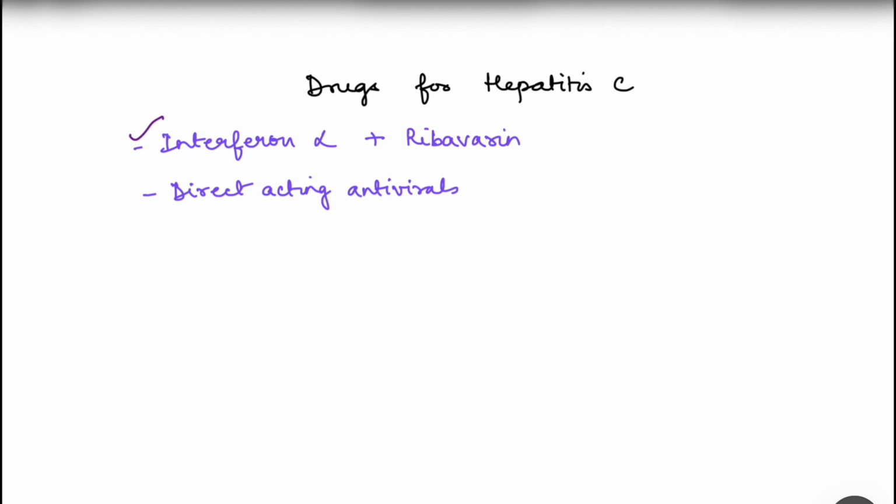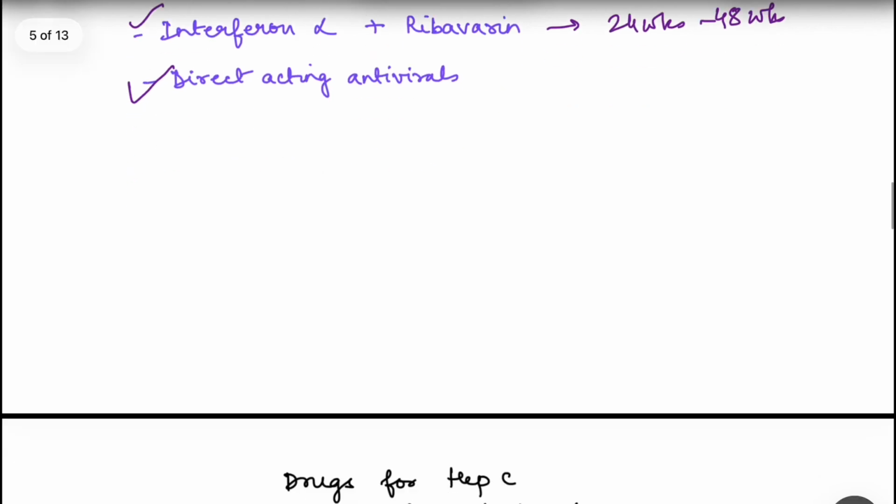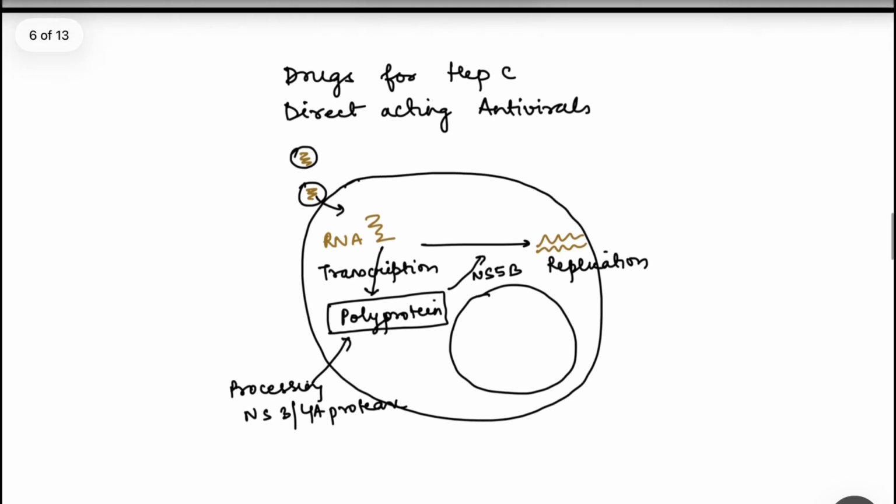Now this was a very long term therapy. It required like 24 weeks to 48 weeks of treatment. But now better drugs have come against the hepatitis C virus, that is the directly acting antivirals, for which the duration of treatment is much shorter and the cure rate is also better. So first we will see these directly acting antivirals. What are these directly acting antivirals?